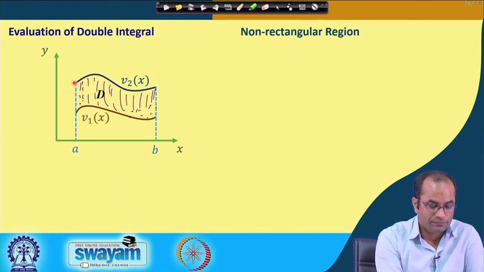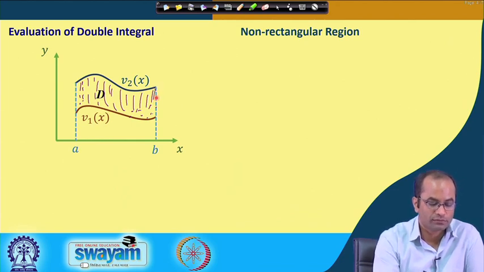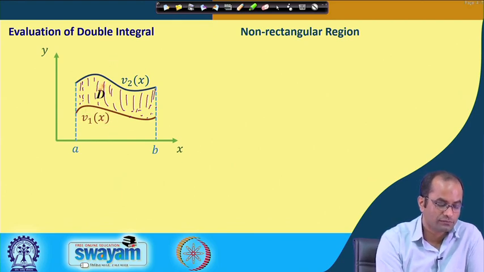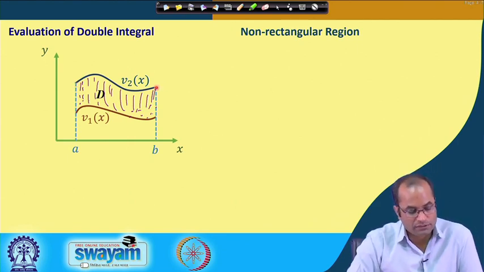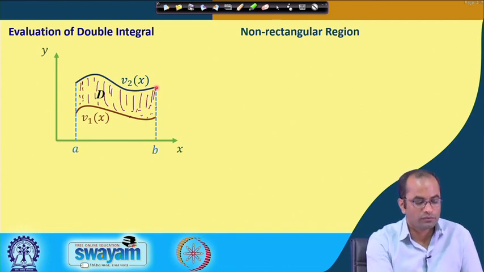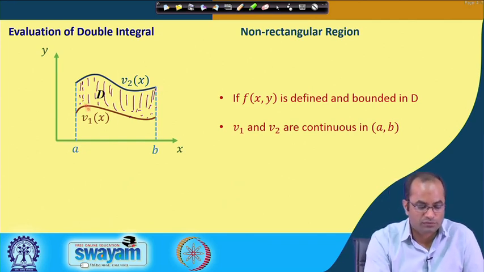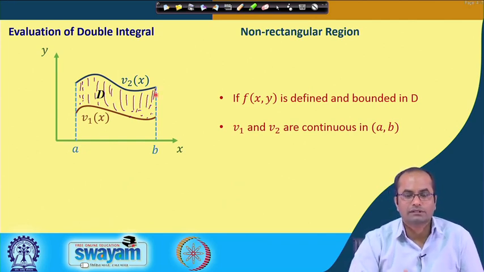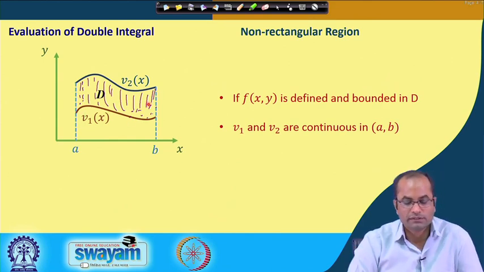In the direction of y, we have this constant. So, from x equal to a to x equal to b, this is the cut, but in this direction, in the direction of y, we have the functions v1(x) and v2(x). For such domains also, it is not difficult to compute the integral over this domain D. First we assume that this f(x, y) is defined and bounded, or piecewise continuous in this domain, and v1 and v2 are continuous functions.